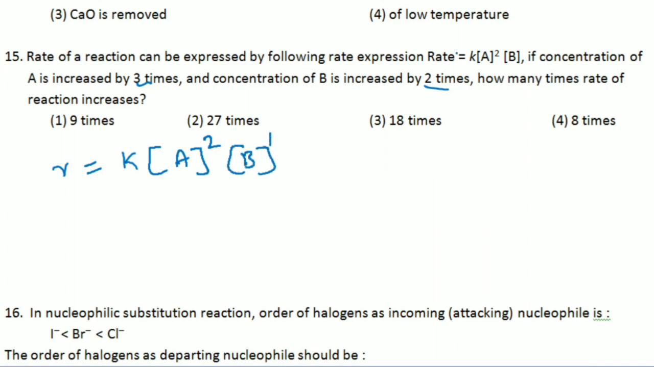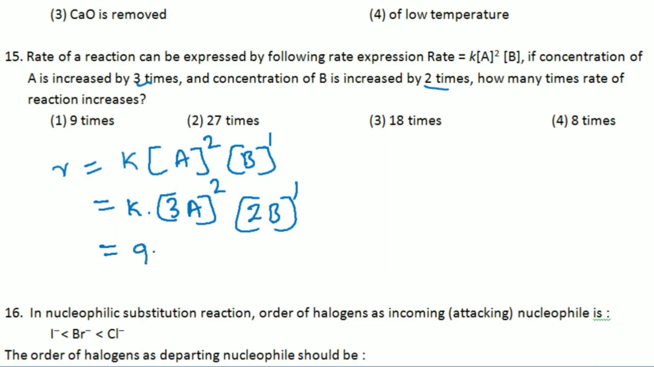Remember now what happens? Concentration of A increased by 3 times. What I will do? K into 3A to the power 2, and B is 2 times, so 2B to the power 1. The new rate now is 3 squared, which is 9, into 2. I will remove it out. So K into A to the power 2 into B to the power 1. So the rate increases 18 times. Very easy to calculate. 18 is the answer in this particular case.